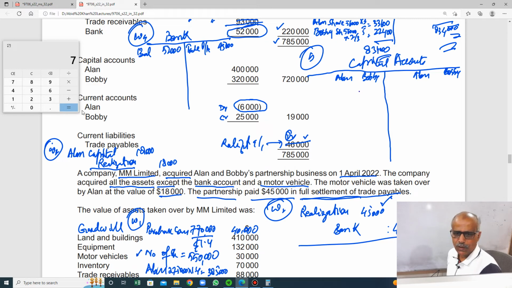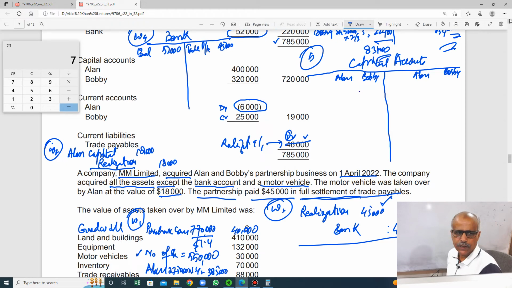Now see, how much was their capital? Capital account was this, 400,000, 320,000. Credit balances. So this is balance. How much balance? Alan has 400,000. Bobby has 320,000. So we have done with this. We have closed this, right?